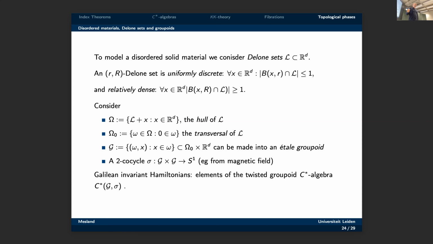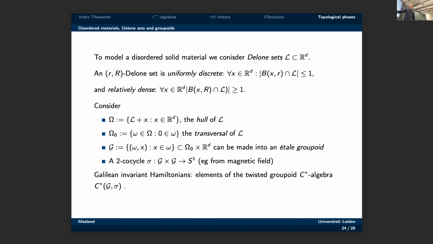I don't want to elaborate too much. From such a disordered point set, you can construct an algebraic object called a groupoid. So it's not a group, but it's something more general. And to that, you can associate a C-star algebra. And then there is all kinds of physical input coming from magnetic fields and so on. And the important observation is that the Hamiltonians of your physical system, which describe the physics of the system, you want them to have certain invariance, some translation invariance and some time symmetry and so on.